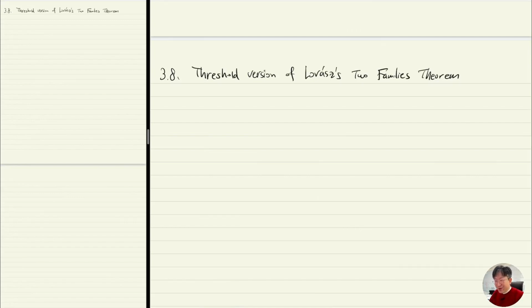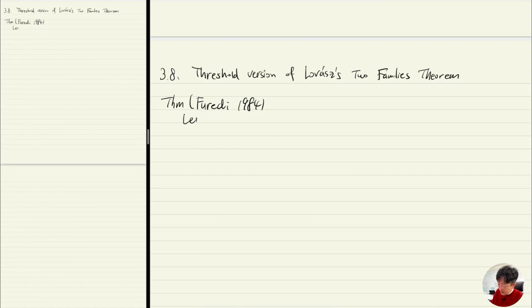Now we want to talk about a variation of Lovász's two families theorem due to Frankl. So here's the theorem by Frankl in 1984.